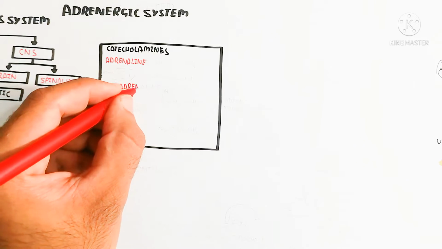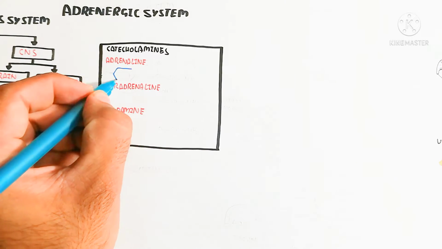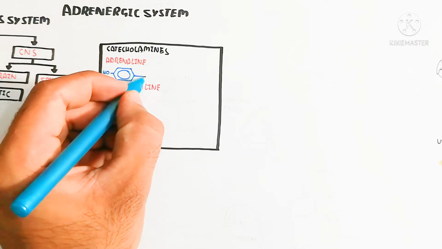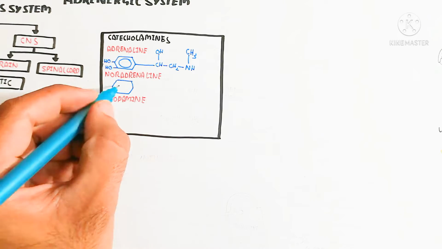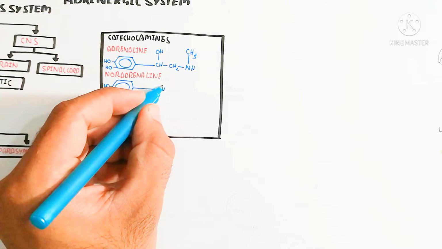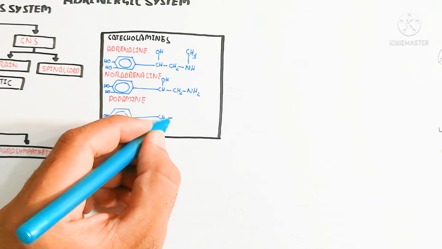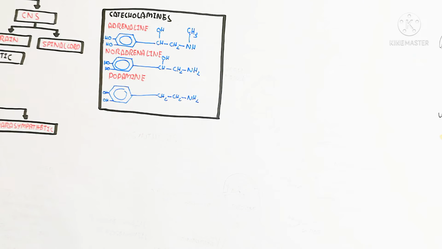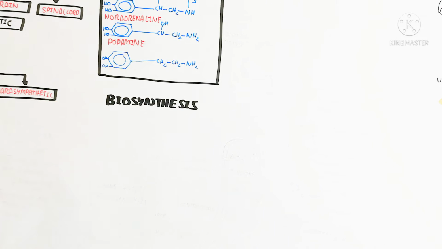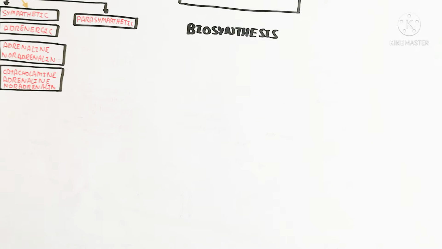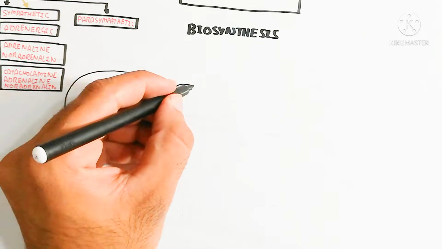The catecholamines are adrenaline, noradrenaline or norepinephrine, and dopamine. Adrenaline contains two hydroxyl groups and a nitrogen that carries a methyl group, while noradrenaline lacks the methylation. Dopamine has the same basic structure, but the difference is that a hydroxyl group is not present.